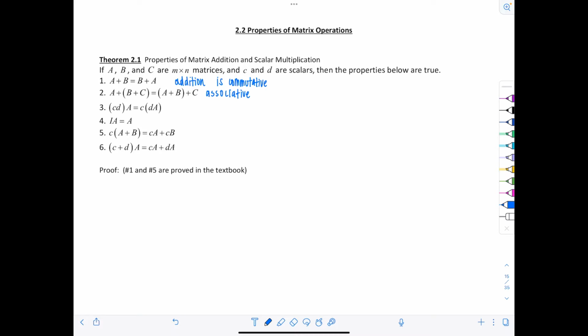Notice here for property 3, we have multiplication with two scalars and matrix A. c times d, those scalars multiplied, that quantity times matrix A is equal to the scalar c times the quantity scalar d times A. And then property 4 is a little interesting. You may not have seen this before. Capital I times A is equal to A. We'll talk a little bit more about I in just a minute.